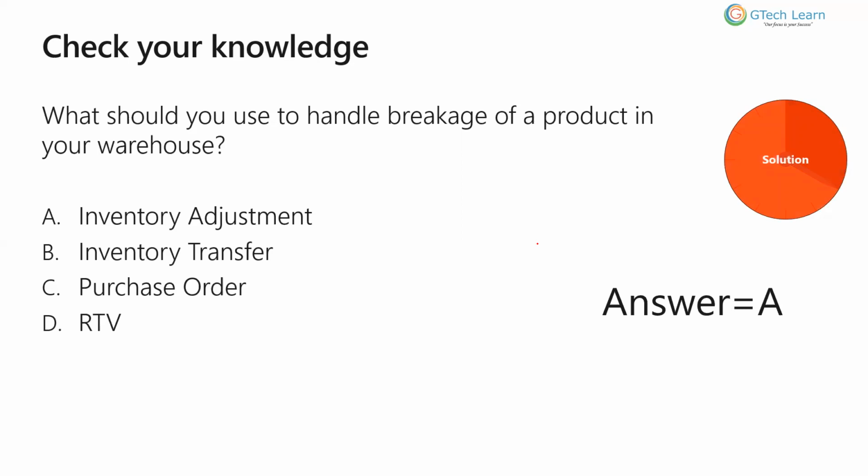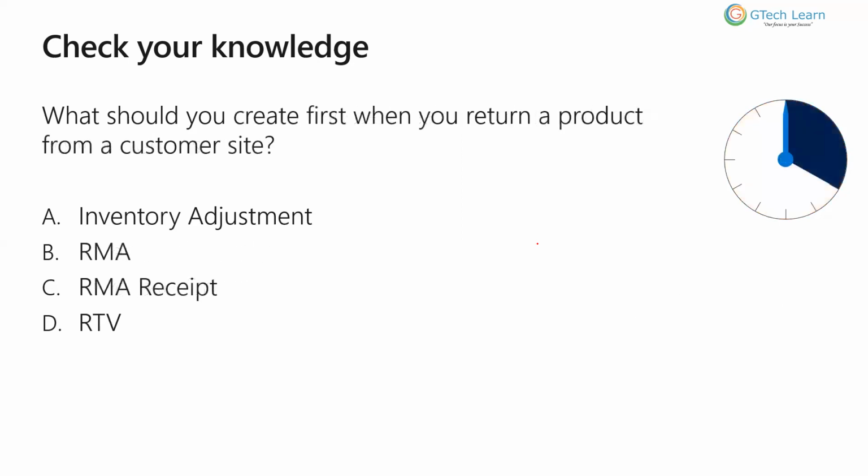Okay, so the correct answer for that question is going to be option A, inventory adjustment. Okay, so next question we are having in line is, what should you create first when you return a product from a customer site? Whether it's going to be your option A, inventory adjustment, option B, RMA, option C, RMA receipt, option D, RTV. So let's get your answers on the chat and let me start the timer now.